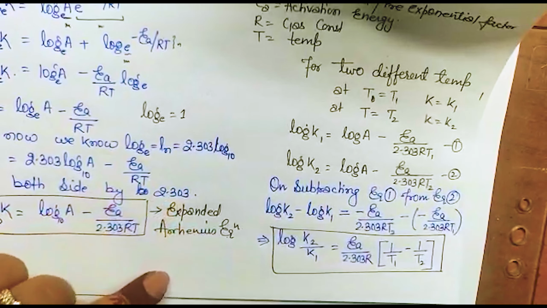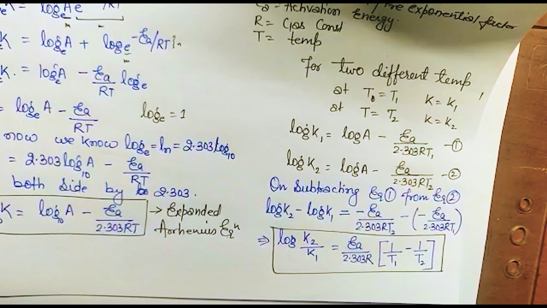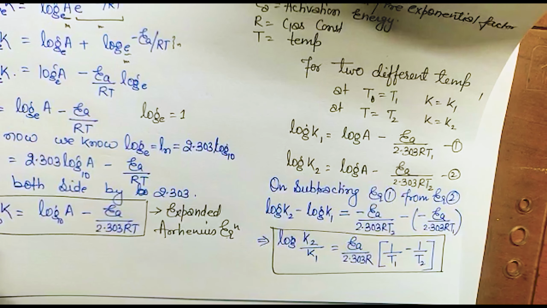This is the relation between rate constant and temperature at two different temperatures. So the derivation won't be asked. In general, derivation won't be asked, but the formula can be asked.